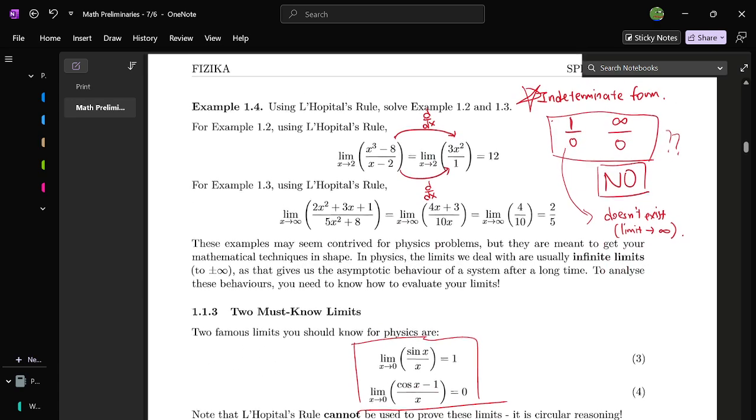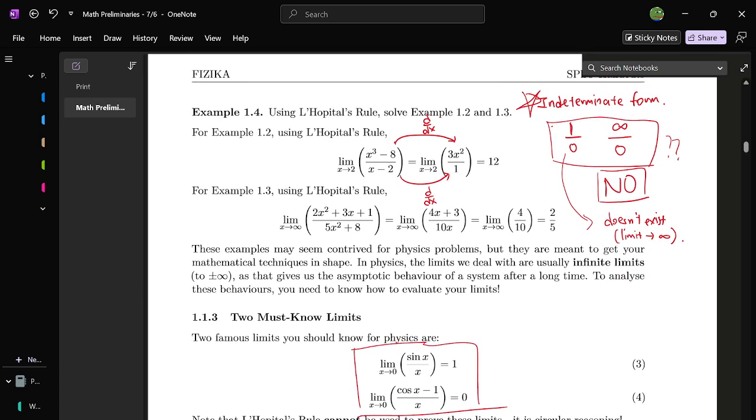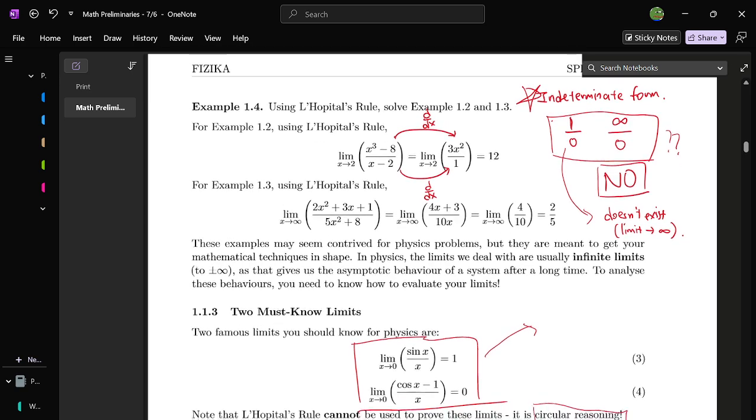One subtle thing is that L'Hopital's rule cannot actually be used to prove these limits. It is circular reasoning. As for why this is true, it is quite mathematically involved, so you can look this up in your free time. The proper way to prove these limits is with a geometrical trick, but it's more mathematical in nature, so I won't go through it because we are a physics class.